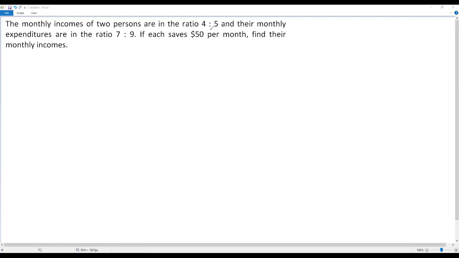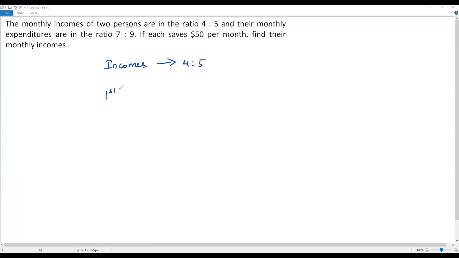Okay, here we have the ratio of the incomes of two persons of 4 to 5. Let me write the stuff over here. So we have the income ratio, that is 4 to 5. From the given income ratio, if I want to get the income of the first person and the income of the second person, I have to multiply the terms of the ratio by the same non-zero number, say x.